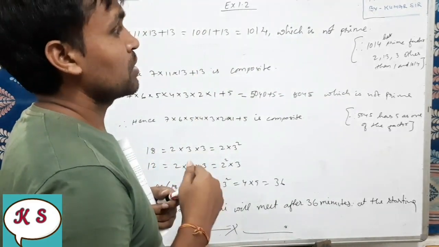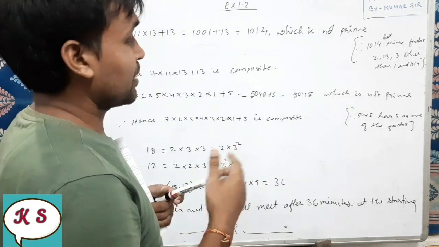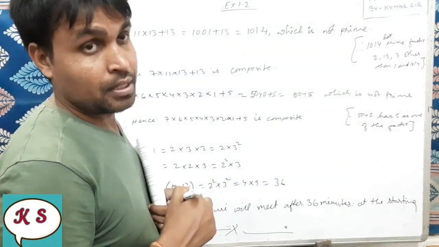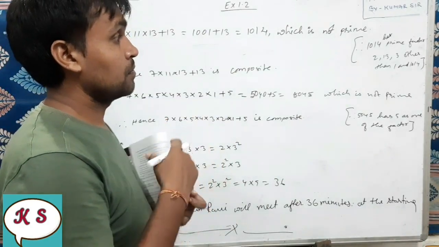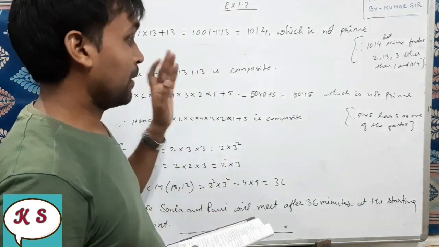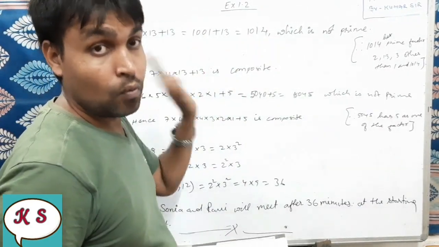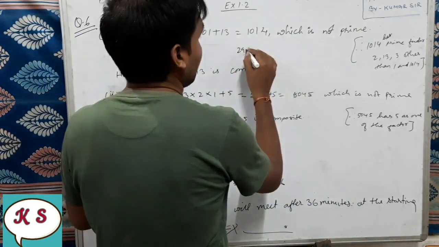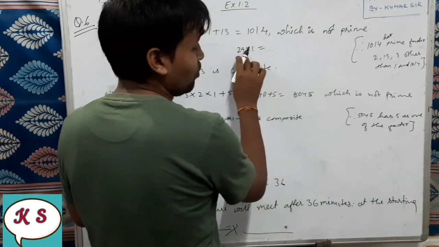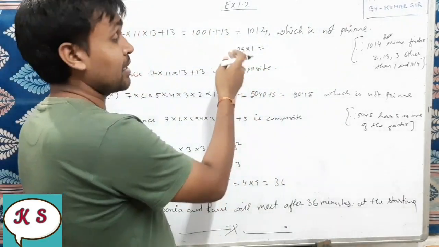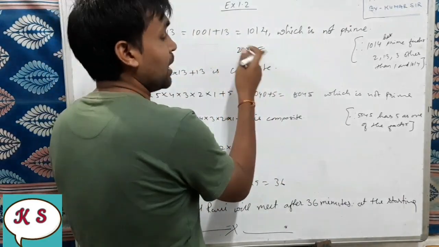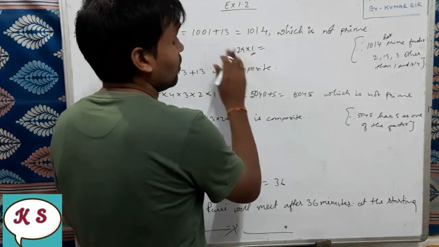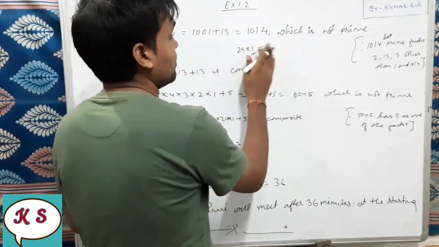But those numbers which have a factor other than 1, they are called composite numbers. Here 29 does not have any other factor. Is it possible to take an LCM of 29? No. 29 does not have any other factor except 1. So this one will not be considered a composite number.